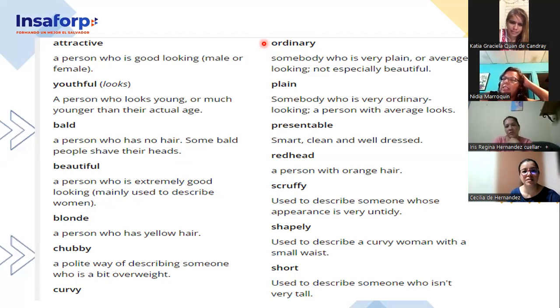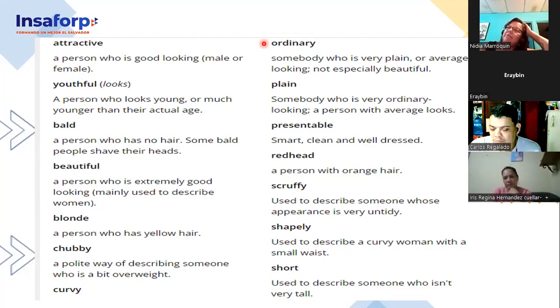Ordinary: somebody who's very plain or average looking, not especially beautiful. Okay, we already know that it's someone who doesn't have that much, something very average. Alguien ordinario, right? Ordinary. It's ordinary. Now let's go with the next one, Nidia. I will need your help on that one.